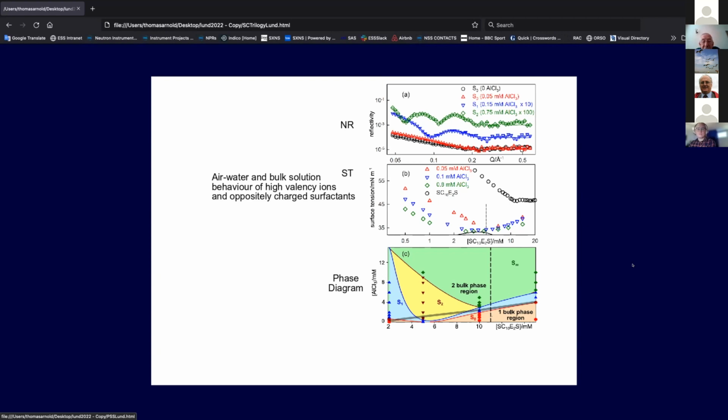But what you'll see is that the surface layers occur, if you look at concentrations of the surfactant of about 4 to 6 millimolar, below the concentration at which bulk phase separation occurs. Now that's an area where the surface tension just wouldn't be able to cope at all. Okay, on to another example.